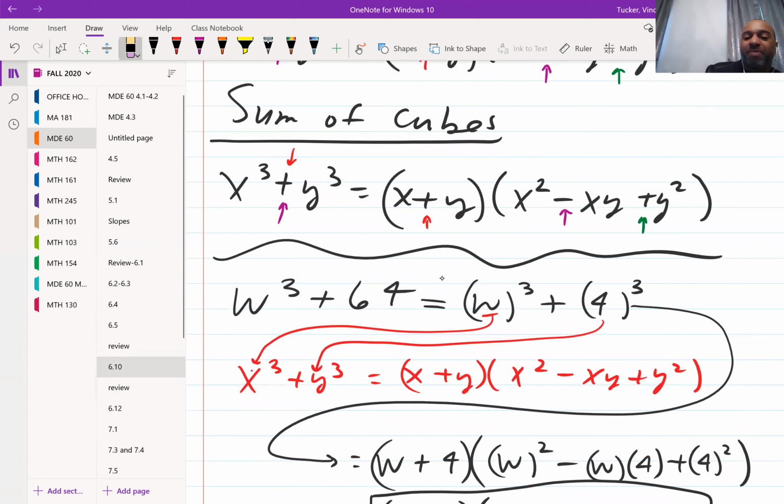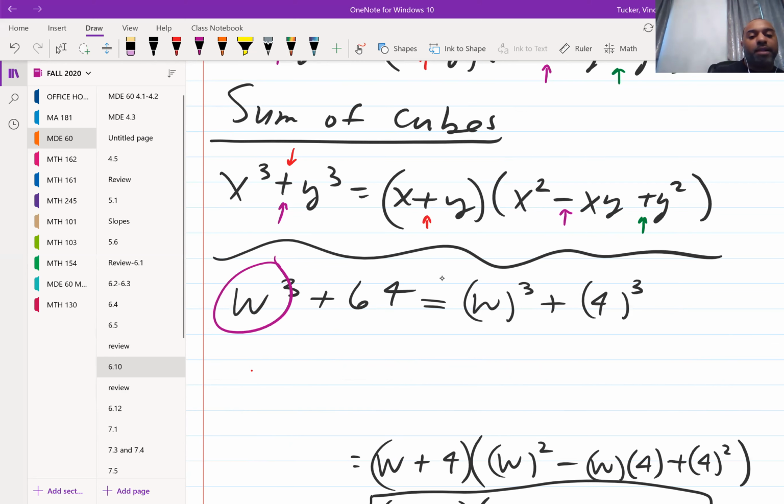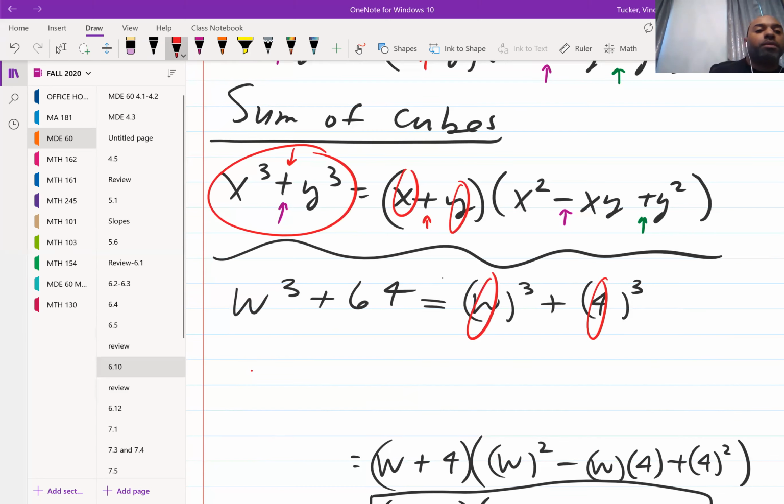All right, so let me erase some of this stuff so we can walk through it. Okay, so the first thing we want to recognize is that we have this cube right here. So we know we can't look at the perfect squares, the difference of squares or the sum of squares. So it doesn't matter here. So now we have to ask ourselves, do we have perfect cubes? Of course, W cubed is just W times W times W, so that's a perfect cube. But then 64 also is a perfect cube. That's 4 times 4 times 4. So since we have perfect cubes, we can use this sum of cubes formula right here, wherein the first letter W is going to go in place of X, and then 4 is going to go in place of Y throughout the formula.